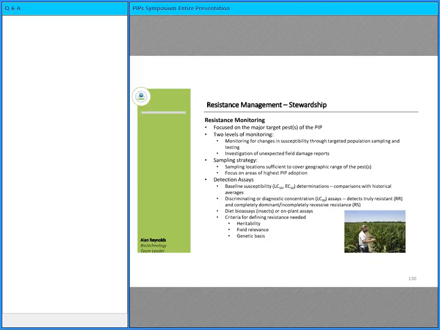Certainly, there needs to be criteria for defining resistance. For the Bt PIPs, that's been fairly well defined. For a novel PIP trait, that's something that we would have to work through. Some of the considerations we've looked at, though, have been heritability. Is this a trait that actually is passed from generation to generation? Is it field relevant? Is this something that we may see in the lab, but what does that mean for actual field exposure? And what's the genetic basis for resistance? Very helpful to know.